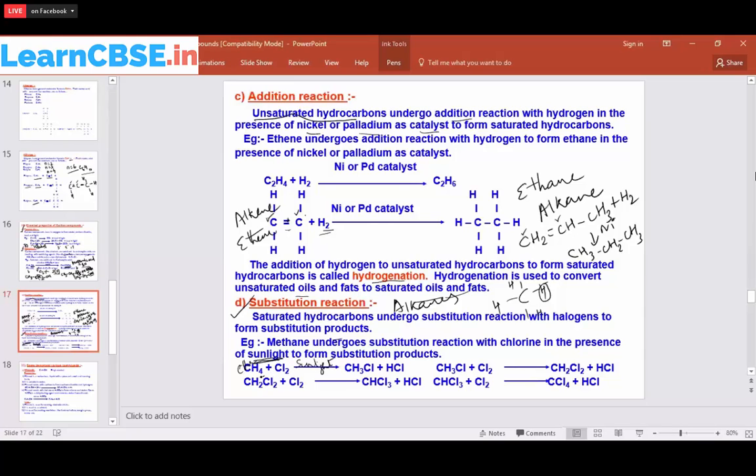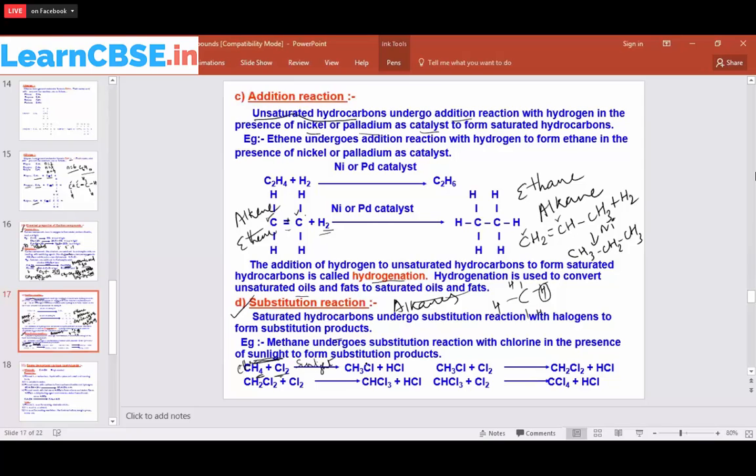There are four hydrogen atoms present here. One of the hydrogen atoms is replaced by one chlorine atom, so CH3Cl. Here four hydrogen atoms are there, so we write H3, and one chlorine atom we have written here. Plus, the leftover chlorine atom is present with one hydrogen over here.